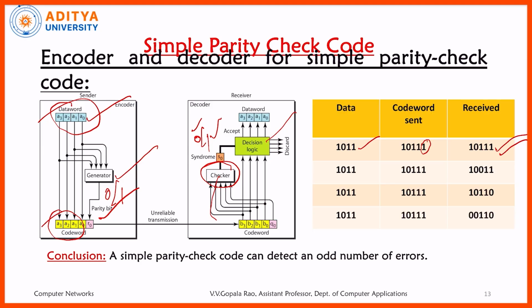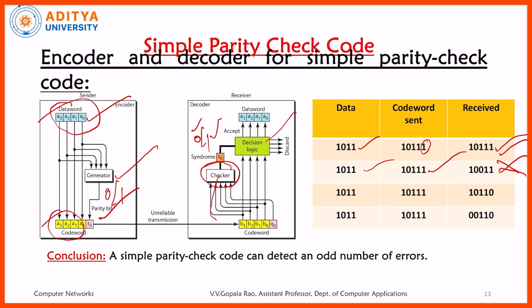So, to what extent is the simple parity check useful for us? Suppose you take the second case. The sender sent the code word as 10111, but the receiver received it as 10011. In the checker, because the number of ones is odd, the syndrome will be 1. S0 value is 1. The digital logic says that whenever the syndrome value is 1, we should discard the data because corruption has taken place here. So, it is going to discard the data.